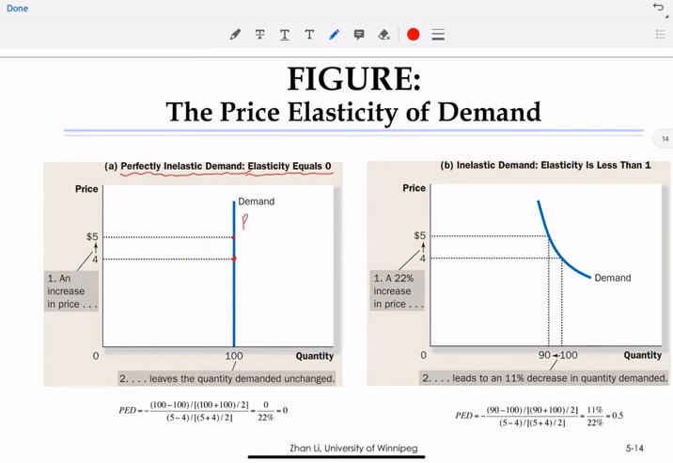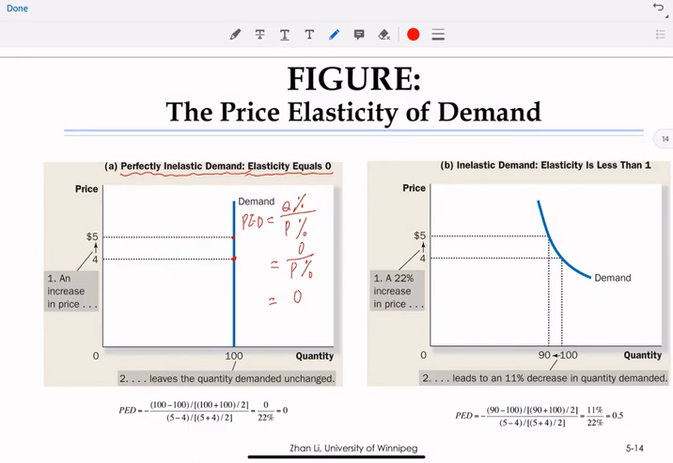and we could see that price elasticity equals the percentage change of quantity divided by the percentage change in price. But you can see here, the quantity stays at 100. So the numerator is always 0, right? So 0 divided by the percentage change in price gives us 0. So the price elasticity of demand for the first graph is 0.